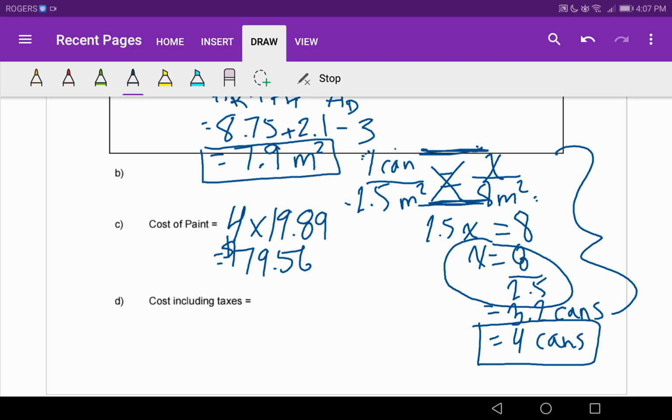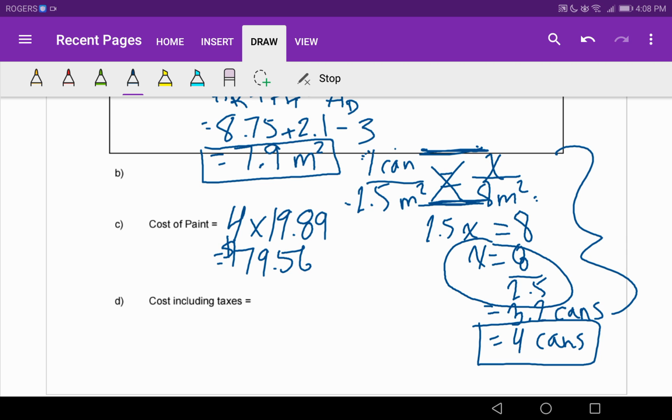Now, when we're dealing with money, everyone, you have to have 2 decimal places. That's how we deal with money here in Canada and amongst other countries. You have 2 decimal places when you're talking about the amount of cents that are required. So in our case, we have $79.56.